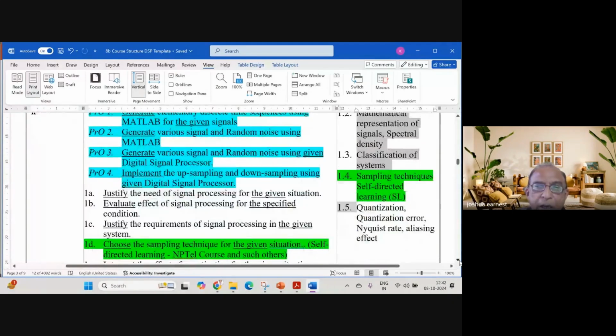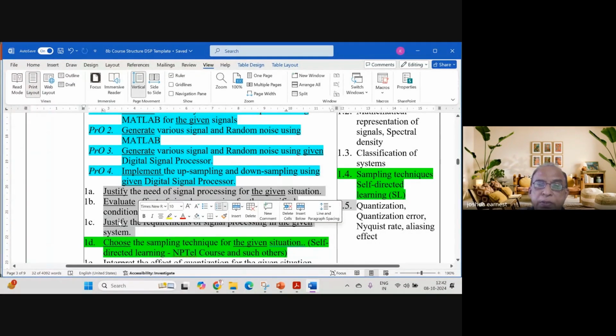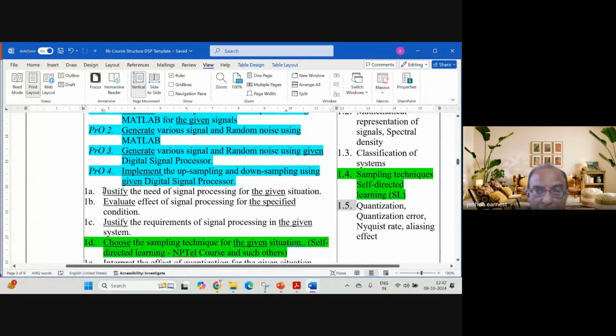And then to fulfill these PROs, you have the pen and paper learning unit outcomes. So the pen and paper LUO is this one, 1A. It talks about justify the need of signal processing for the given situation. So in the question paper, what will you give? You will give a situation where he will justify why signal processing is required.